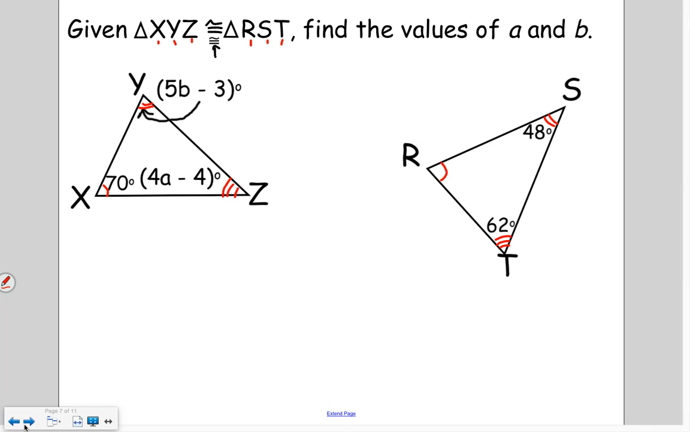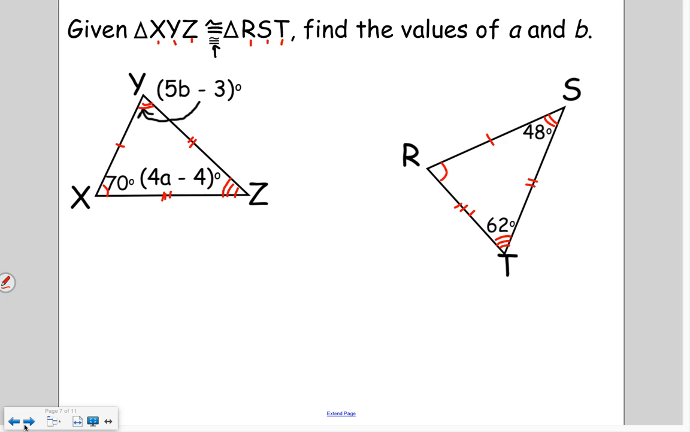Sidewise, now we actually don't need to worry about sides, but if we went to, XY is congruent to RS, YZ is congruent to ST, and XZ is congruent to RT. All right. Now the key to this is matching up the parts.